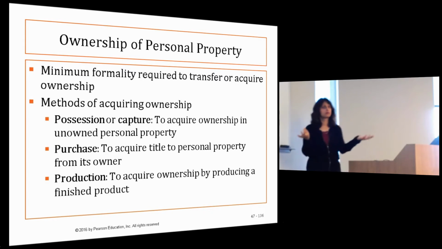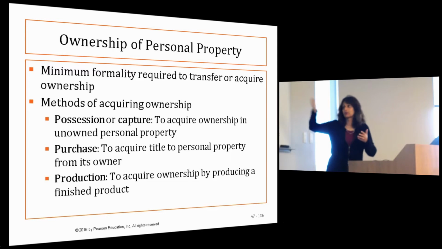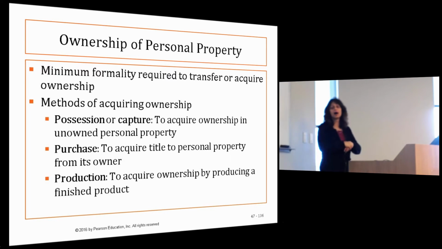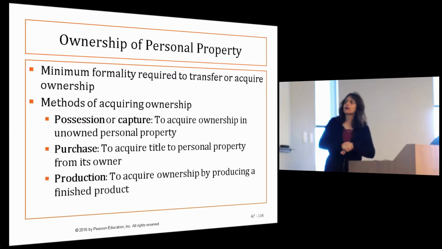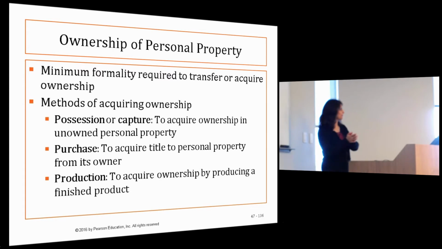Entering into a contract for the sale of goods. I will buy the sofa for this amount of money and you sell it to me, I get a sales receipt, and that's a purchase of personal property. How else might you get personal property? By production. What does that mean? To acquire ownership by producing a finished product, right?